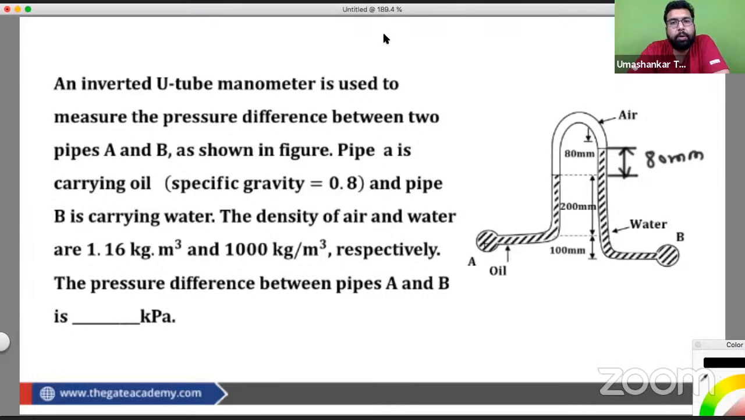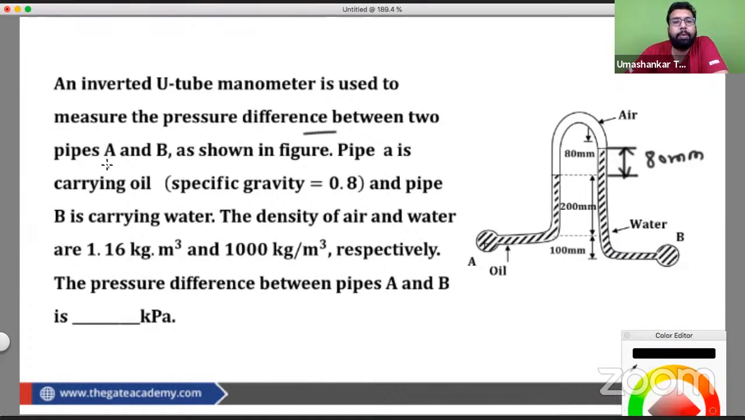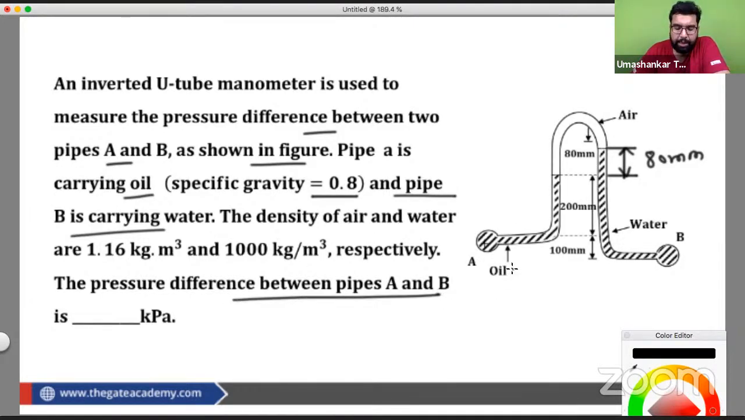So an inverted U-tube manometer is used to measure the pressure difference between two pipes A and B. So we have two pipes, so it is a differential kind of manometer. As shown in the figure, pipe A is carrying oil of specific gravity 0.8 and pipe B is carrying water. We have the densities given. So we can start with A or we can start with B. The pressure difference between A and B is being asked.